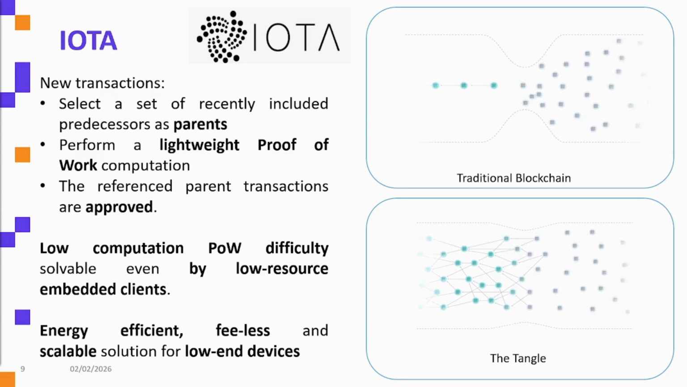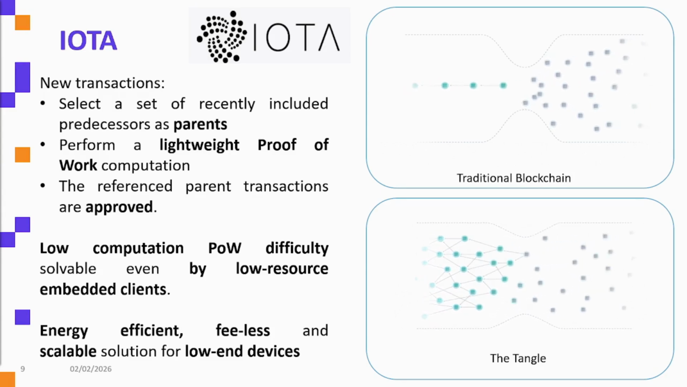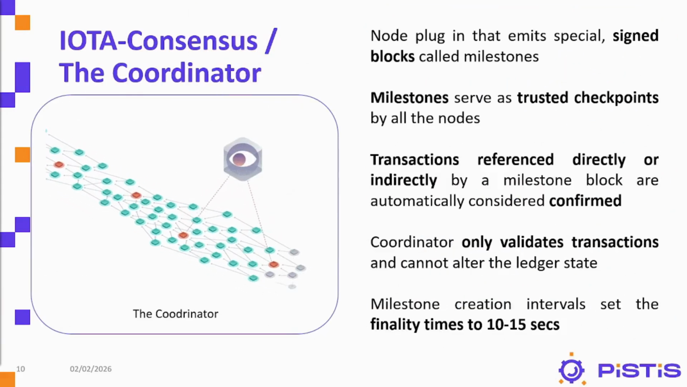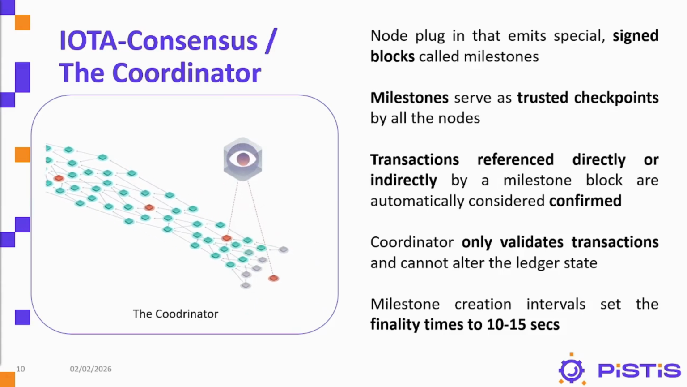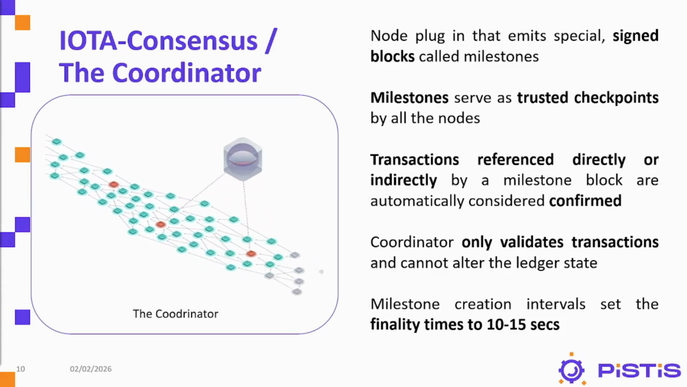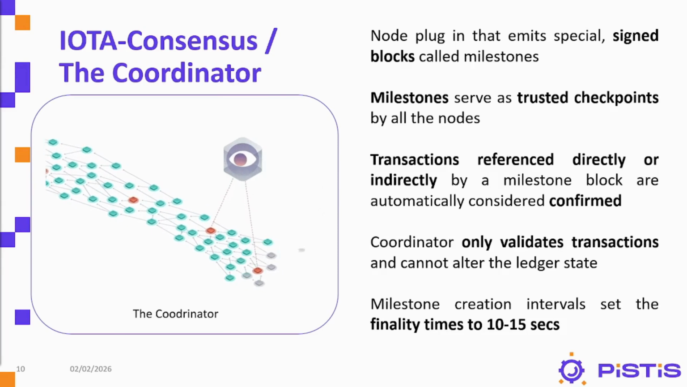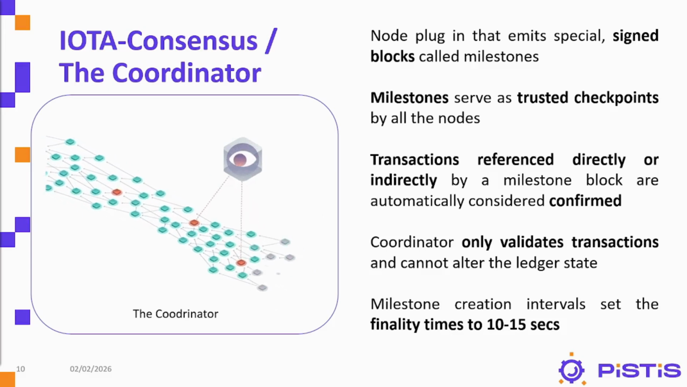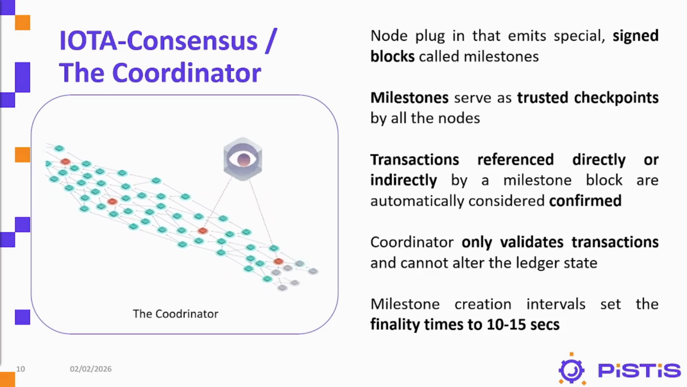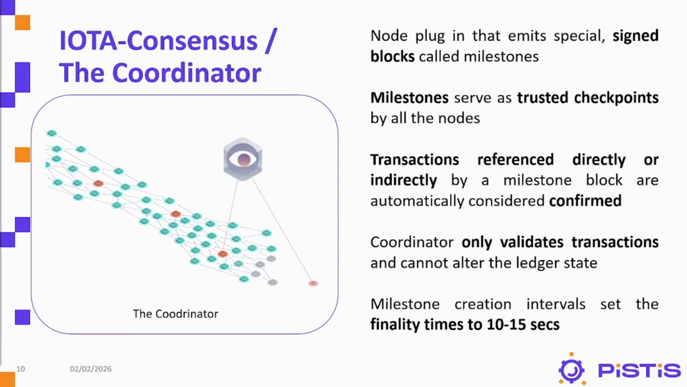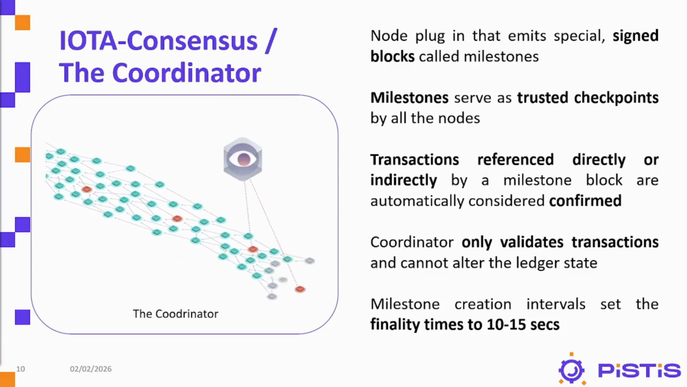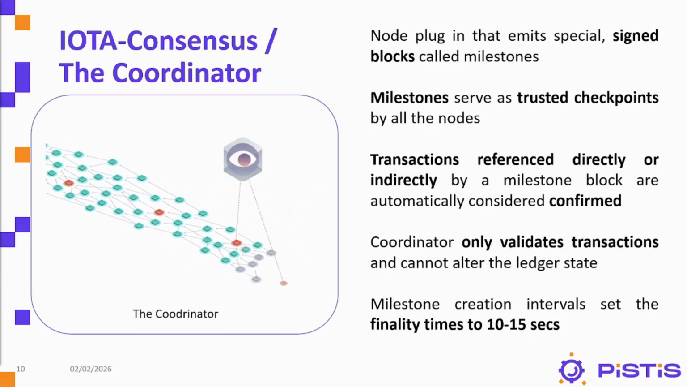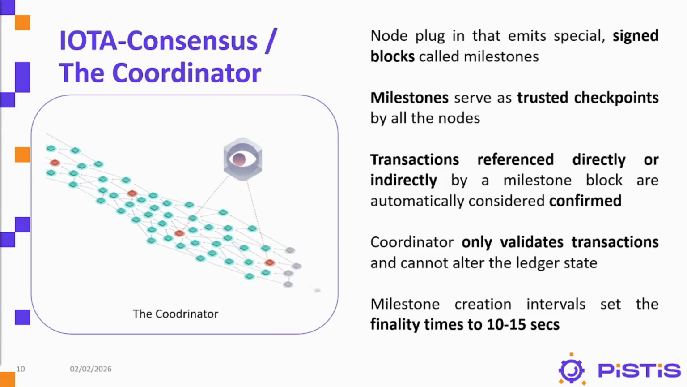This makes the IOTA a low-cost, energy-efficient, fee-less, and scalable solution. A key feature of the IOTA consensus algorithm is a special component called the coordinator. It is a node that periodically emits special blocks called milestones. Milestones can be thought of as checkpoints in the network. Any transaction referenced directly or indirectly by a milestone block is automatically considered valid and confirmed by all participants.